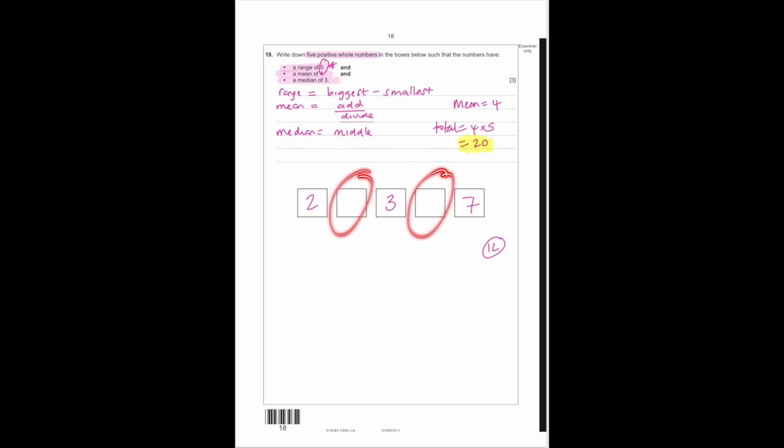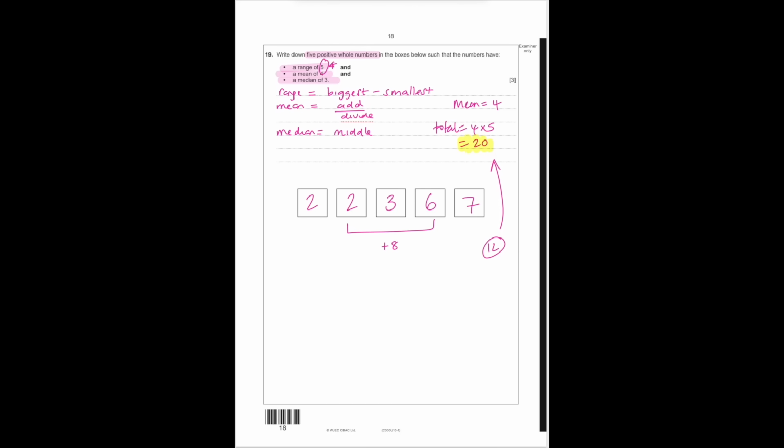So we want these 2 numbers here to make the difference between 12 and 20. So these 2 need to add to 8. And they either need to be between 2 and 3. Can't happen, because we need integers, whole numbers. So they'll either have to repeat 2 and 3. So we could put here 2 and 6, because 2 plus 6 is 8.